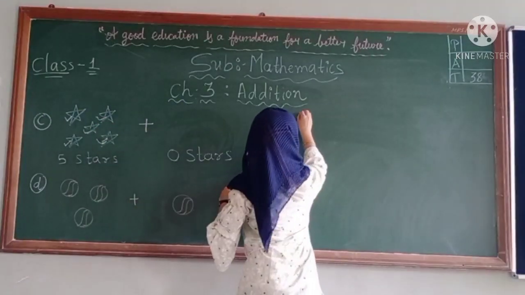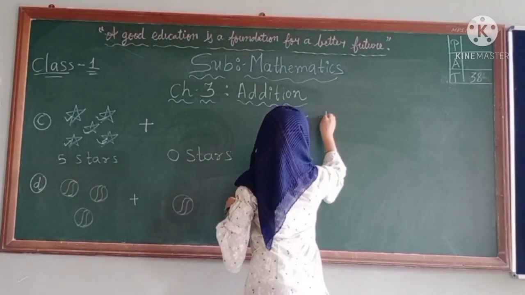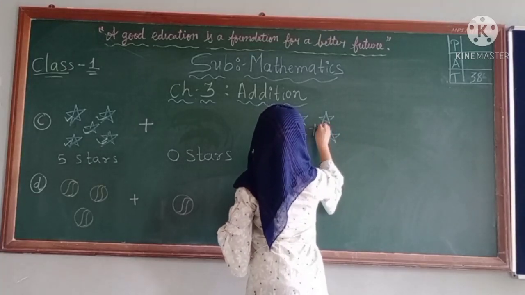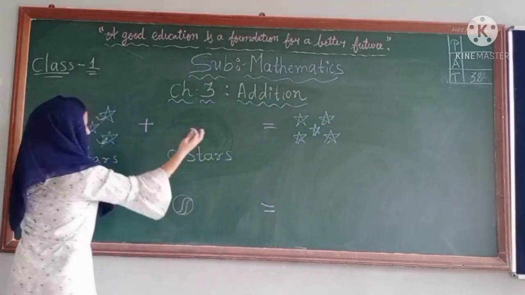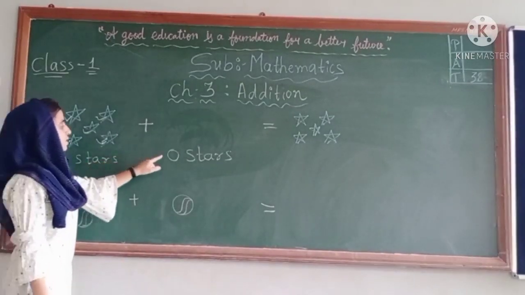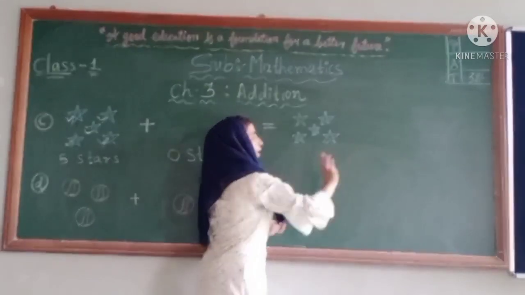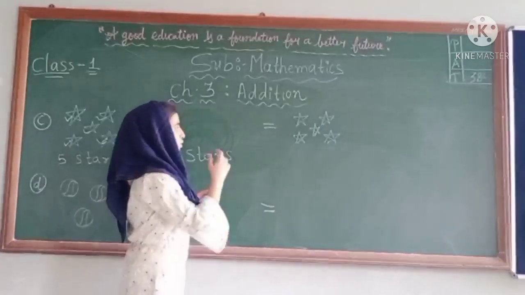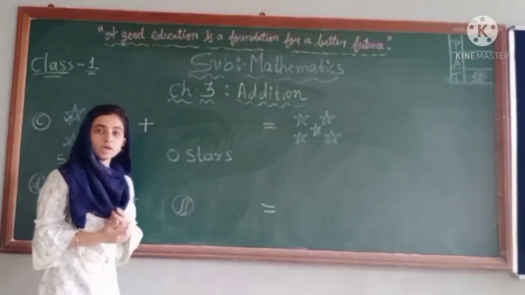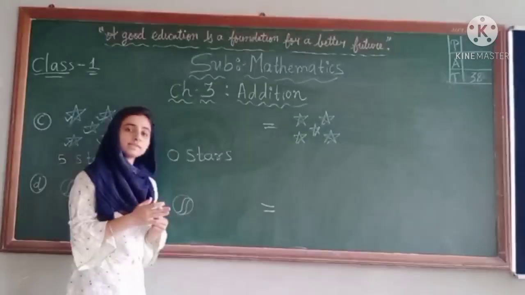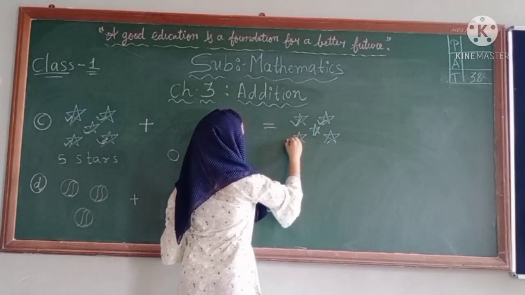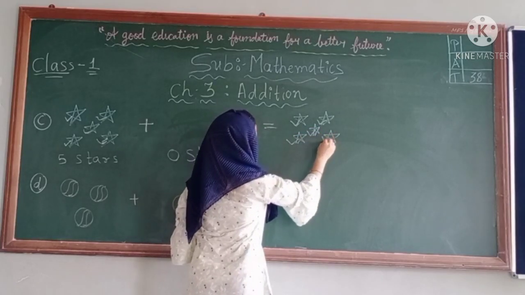So I am drawing 5 stars first. 2, 3, 4 and 5. The 5 stars I have drawn, right? And 0 stars means no stars. I don't have to draw it. Now I have to find out the total, how many stars. Now I have to find out, students, how many stars there are. So let's count 1, 2, 3, 4, 5.